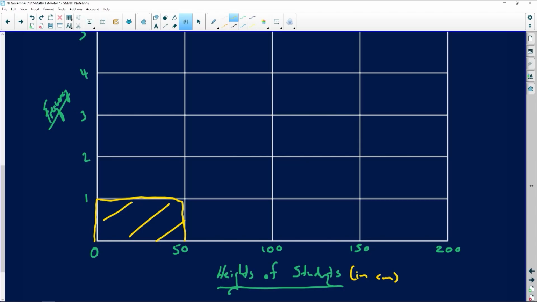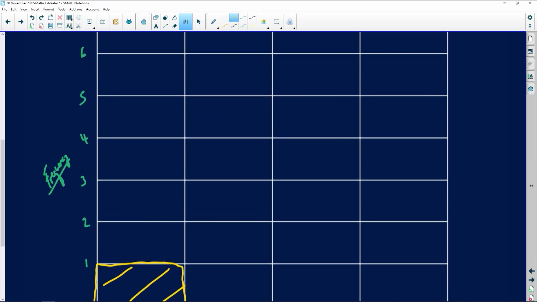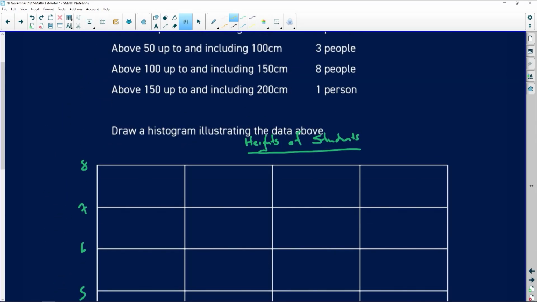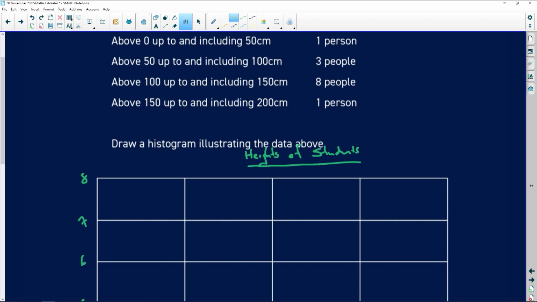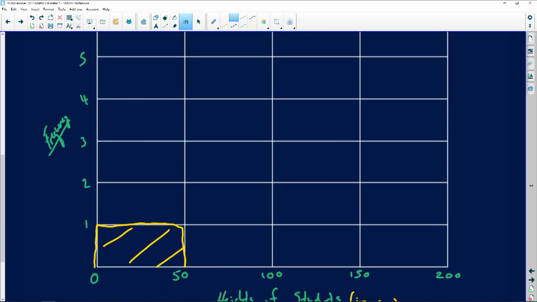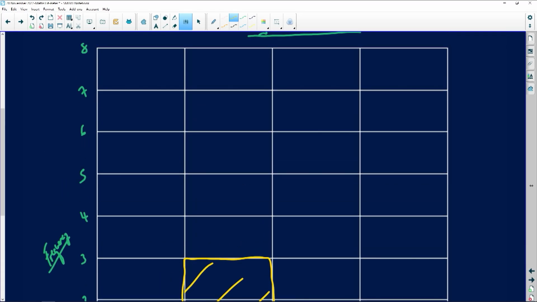0, 50, 51, 52, 53. You don't break it up. It's just going to flow. And because it's flowing, we're going to keep those bars together. From 50 to 100, I've got 3 people. So I've got 1, 2, 3 people. There they are, and that's the number of students between 50 and 100.